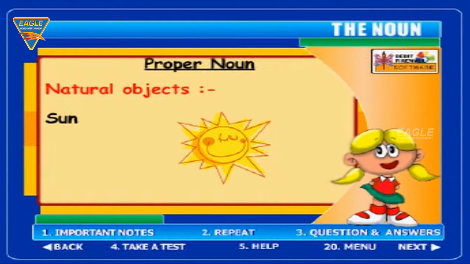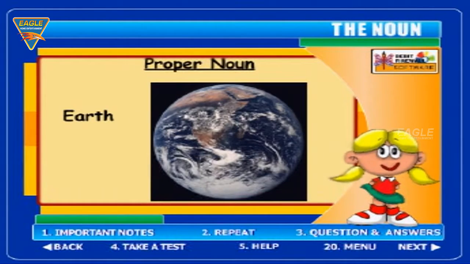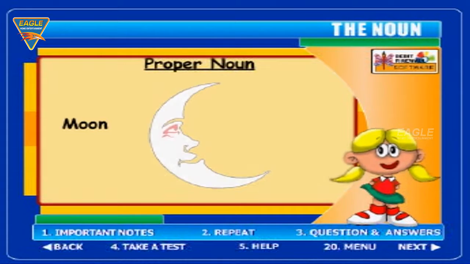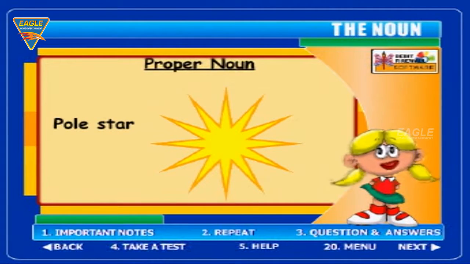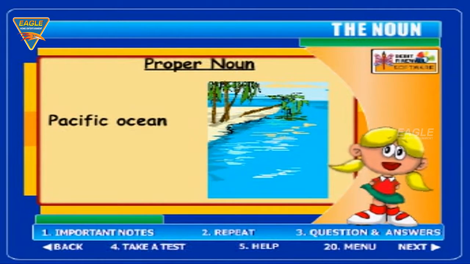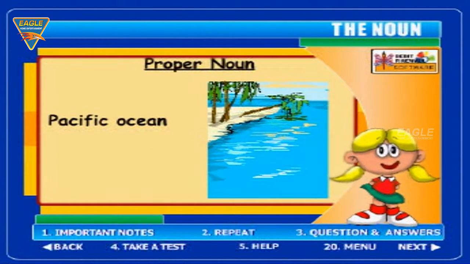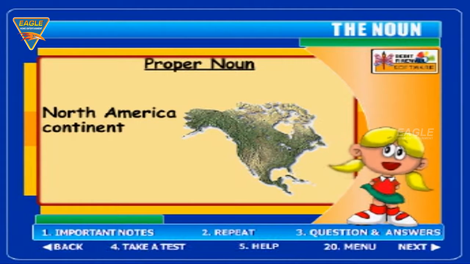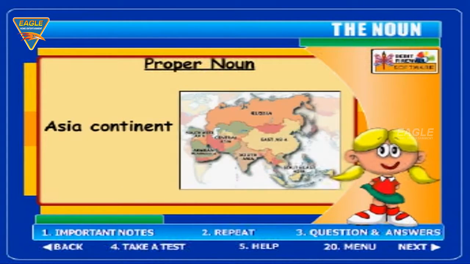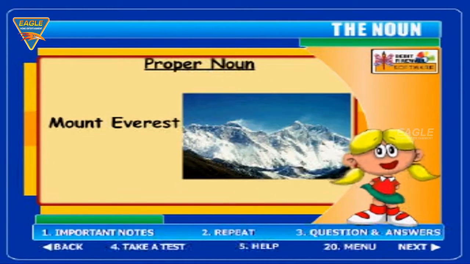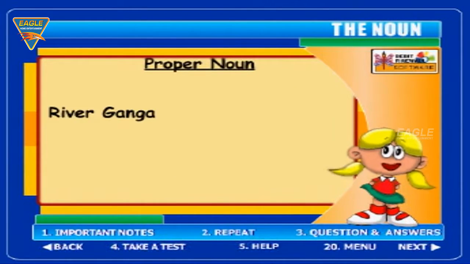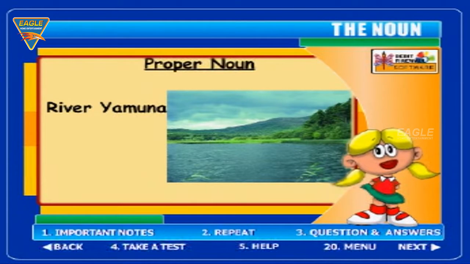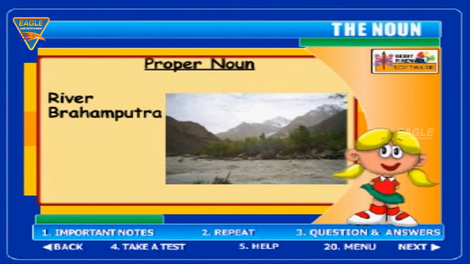Natural objects: sun, earth, moon, pole star, Pacific Ocean, Indian Ocean, North America continent, Asia continent, Mount Everest, River Ganga, River Yamuna, River Brahmaputra.